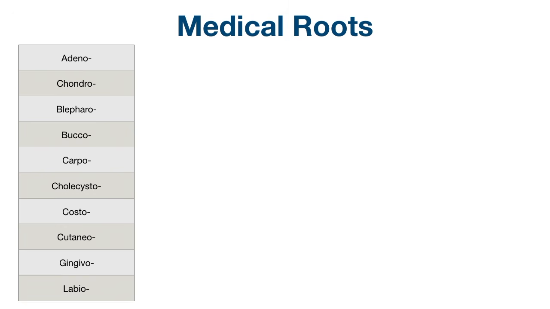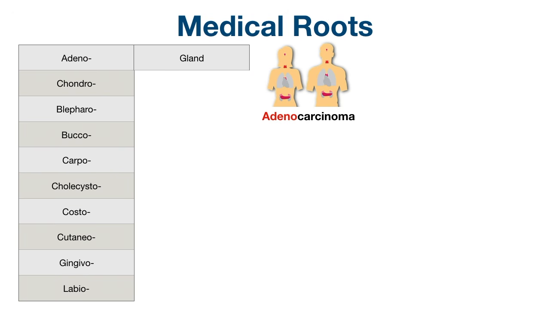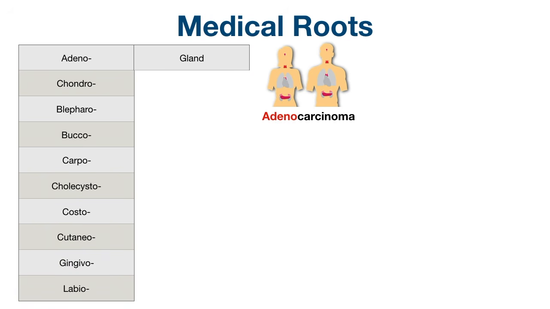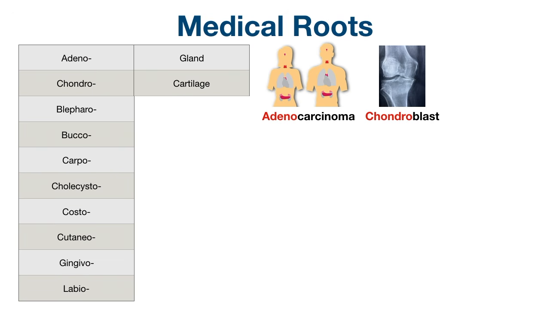First, we have adeno, which refers to gland. An example is adenocarcinoma. We learned from the last video that carcinoma means cancer. So adenocarcinoma is cancer that originates in the glands or gland cells, which are typically found in tissues that line internal organs.